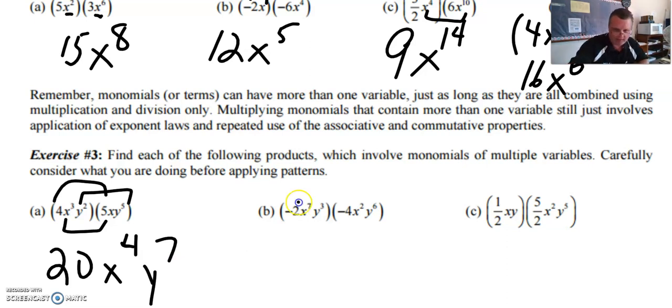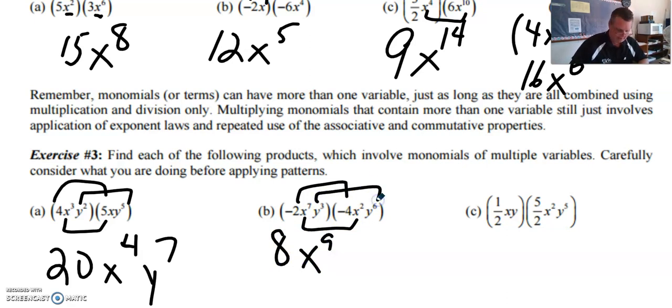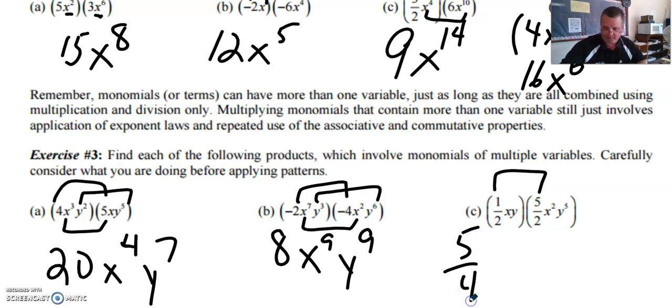Okay? Letter B. -2 times -4 gives you an 8. X to the 7th, x squared is x to the 9th. Y cubed, y to the 6th is y to the 9th. And that's as far as you can go. Next one, fractions again. If you need to use your calculator, use your calculator. 1/2 times 5/2 is 5/4. X cubed, y to the 6th. You're adding the exponents.